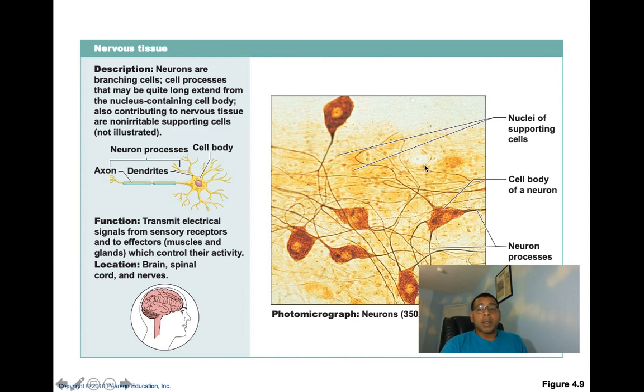So the other cells are glial cells. Glial cells, or your neuroglia, your supporting cells, whatever you want to call them. They're much smaller and more numerous in quantity, and we'll go through them when we get to the nervous system. This neuron is the more important cell here.